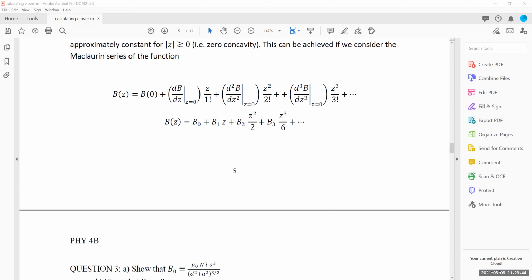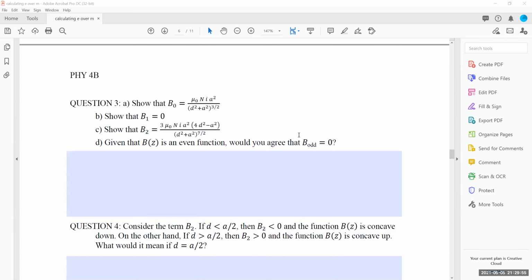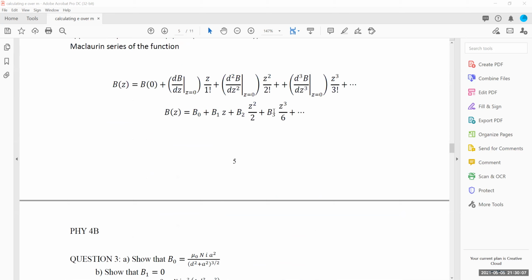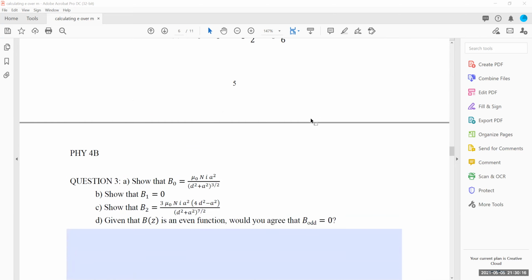And I did that too using this calculator. If you have access to a calculator that can do it for you, great. If you don't, you can do it manually. This is not hard, okay? And then, given that b sub z is an even function, would you agree that b sub odd is equal to the odd derivatives? So this b3 is actually going to be 0 also. You don't really need to calculate it. All the odd derivatives are going to be 0.